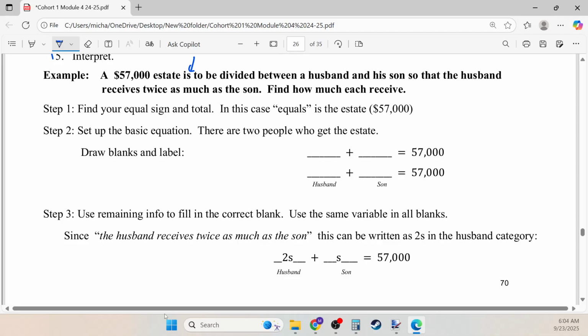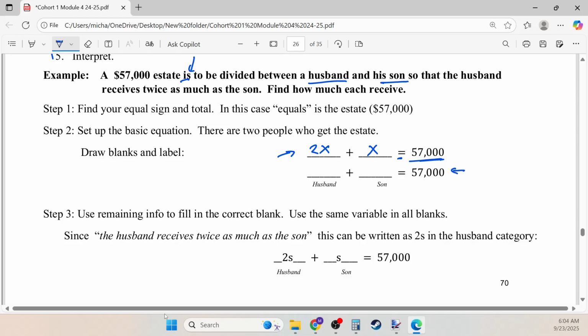A $57,000 estate is to be divided between a husband and his son. Here's our 57,000, and then we're going to have other stuff on the other side. So there are two spaces because there are two things that have to add up together to be 57,000, so that the husband receives twice as much as the son. Find how much each receives. So if the son is X, then the husband would be 2 times X.